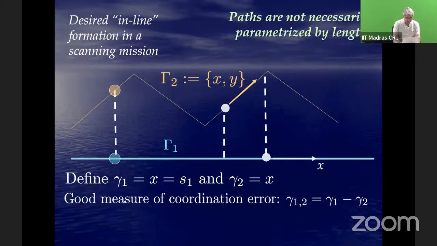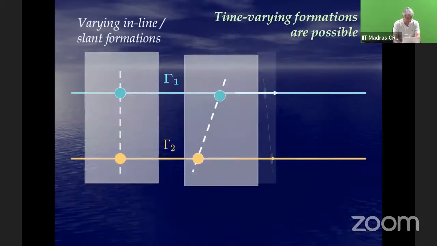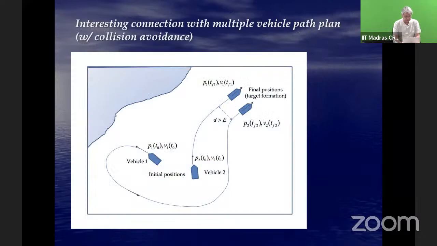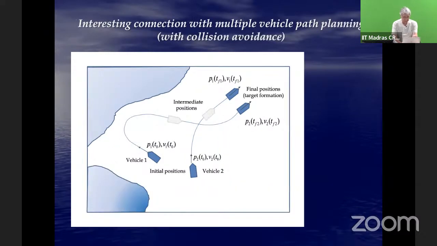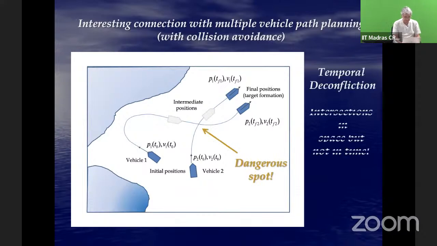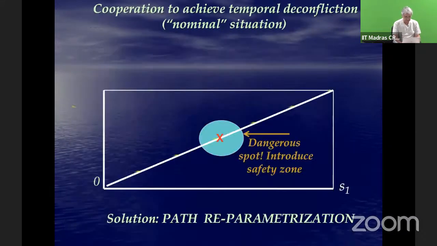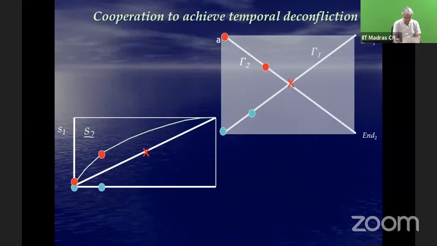So there are other ways, but I'm not going to cover them. Time varying transformations are possible. So let's go back to the case. There's an interesting connection with multiple vehicle path planning. That's what I mentioned to you. See, this is the case where you do not allow the vehicles to intersect at all. It's called spatial deconfliction. But then I showed you the case where you have temporal deconfliction. Dangerous spot. All right. Now, I'm going to skip this because it's not essential.